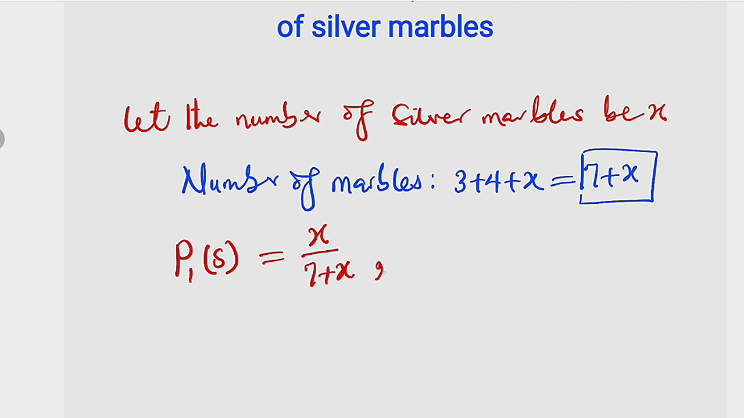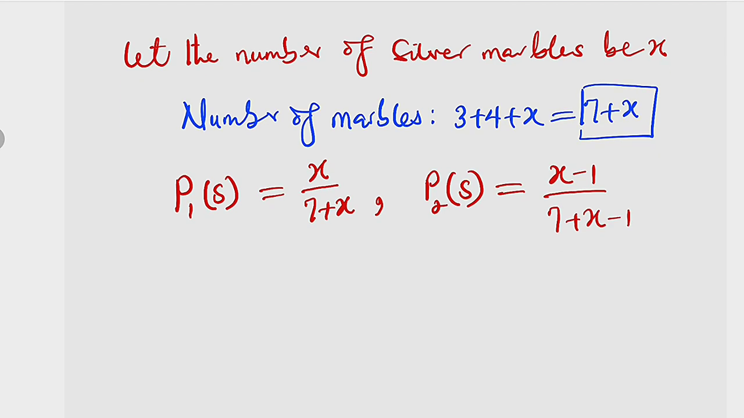Remember, without replacement. So we expect the number of sample space to reduce by 1, as well as the number of silver. So in the second draw, the number of silver will reduce by 1, and the sample space will also reduce by 1. So we have 7 plus x minus 1 as well. So this will be what? x minus 1 divided by 6 plus x.